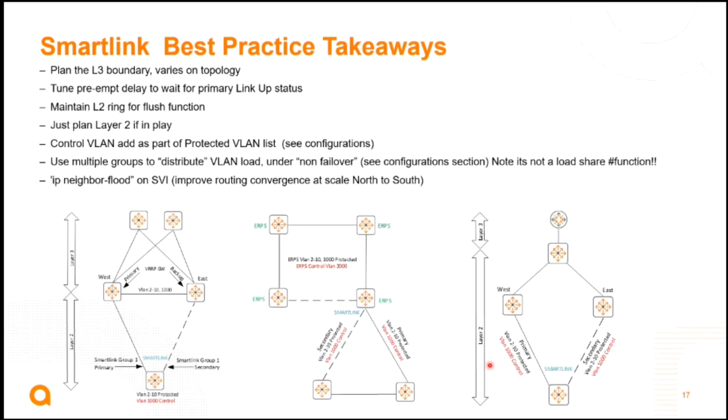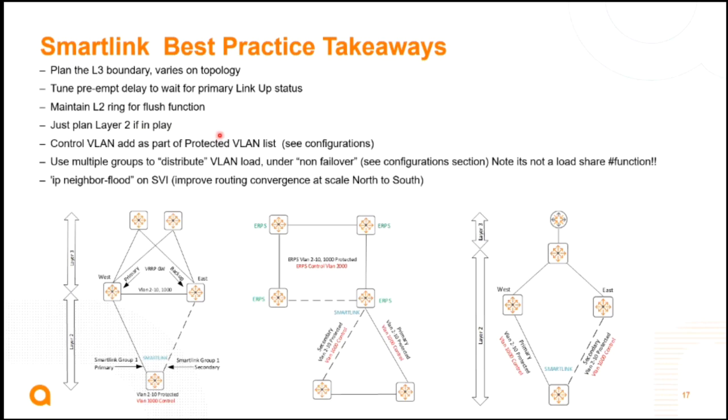Okay, so let's review some of the best practice takeaways. You need to plan your layer 3 boundary in the topology, and it varies obviously. Here in that scenario, we have it here. In this scenario on the right, the layer 3 boundary is on this router, and here, well, it depends what you're doing, okay? Tune the preemption delay, very important. Wait for the link up as a minimum. Maintain the layer 2 ring for flushing. Just plan any layer 2.